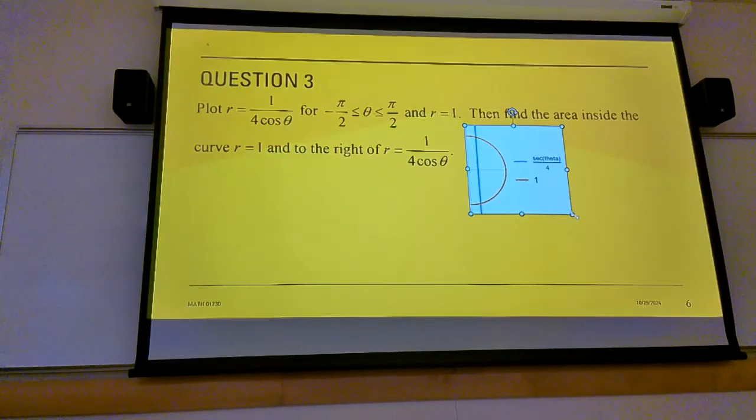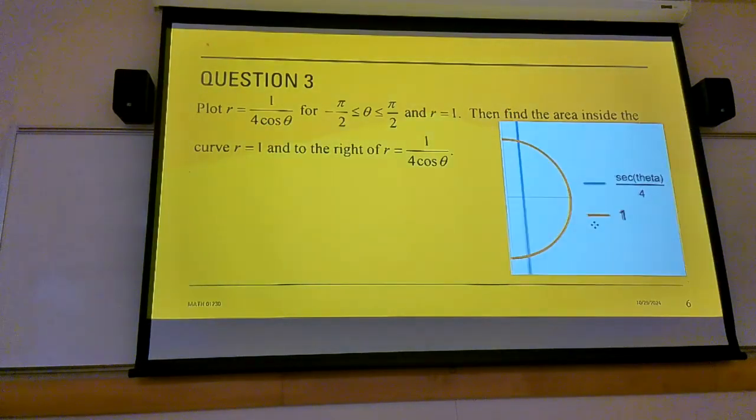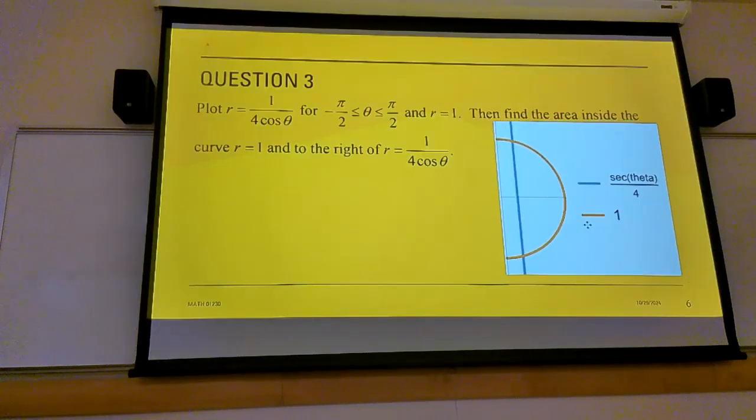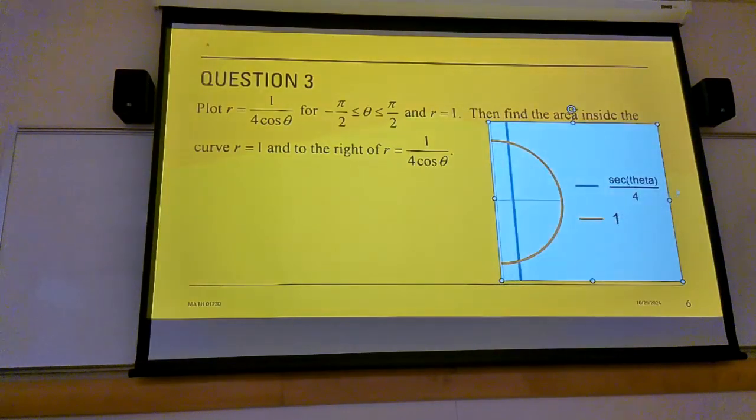Inside of r equals 1 and to the right of r equals 1 over 4 cosine of theta. So we're looking for the signed area, right? No, total area. Remember, a double integral doesn't count signed area, it's always total area. So when you want area, it's usually better to find the double integral.